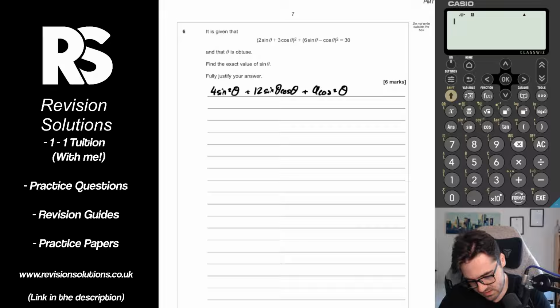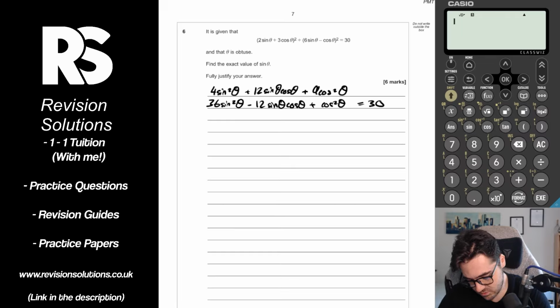And then the second bracket, we're going to get 36 sine squared theta. 2 lots of 6 sine theta times minus cos theta, so that would be minus 12 lots of sine theta cos theta. Plus minus cos theta all squared, that's just a cos squared theta, and that's all equal to 30.